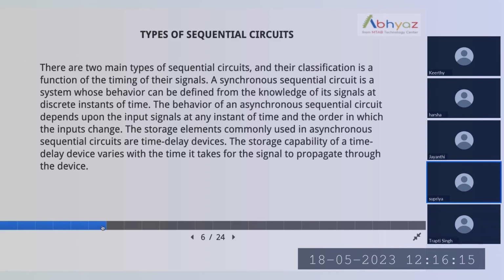Types of sequential circuits. We have two types: synchronous and asynchronous. A synchronous sequential circuit is a system whose behavior depends upon discrete instants of time, whereas an asynchronous sequential circuit depends upon the input signals at any instant of time. That is, the instantaneous time period is asynchronous and the discrete instant of time is synchronous. The storage elements commonly depend upon time delay devices, so the propagation delay is important in the storage capability of a time delay device.